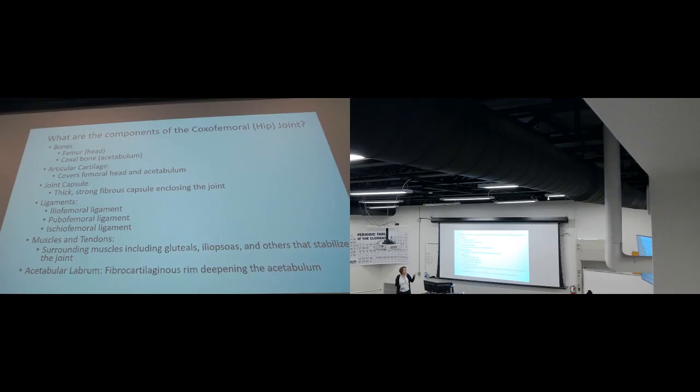So we have a ligament that goes from the ilium to the femur. The ilium is the broader bone part of the coxal bone, which is this one. And then we have the pubofemoral ligament. We have the pubic bone in here, and we have the femur in here. These two stabilize the joint anteriorly. And posteriorly, we have the ischiofemoral ligament that runs between the bone where we sit, the ischium, and the femur. So these three ligaments make this joint more stable.